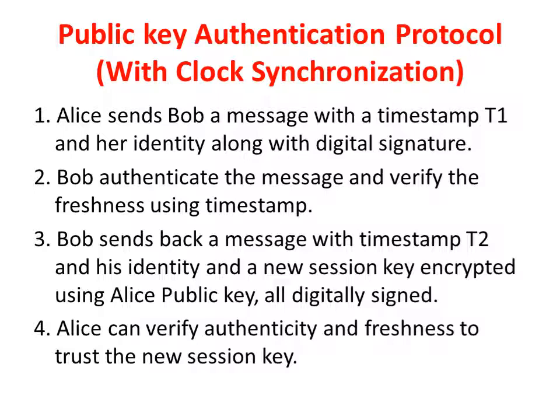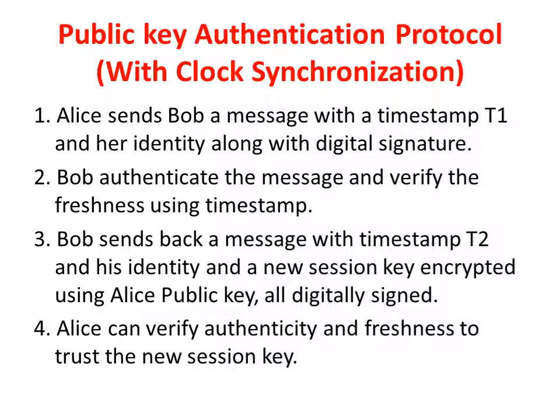Then, in response, Bob sends a message with another timestamp T2 and his own identity, and as well, he will generate a new session key that has to be encrypted by Alice's public key. This complete message, including the timestamp T1 or encrypted T2, the identity of Bob, the digital signature of Bob, and the new session key, all has to be digitally signed, and this message will be sent to Alice. Now, Alice will verify the authenticity.